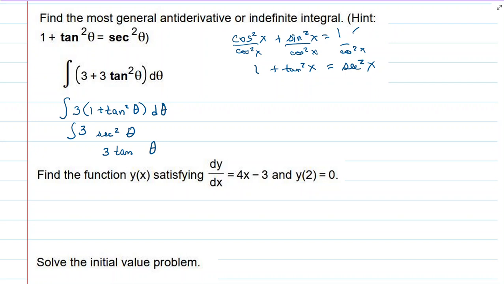All right. The function y of x satisfies dy dx equals 4x minus 3, and y of 2 is 0. So what we have here is an ordered pair of 2 gets us 0. I always find that weird that they didn't put an F, but they quantified it by listing it as y of x. Okay, find the function that satisfies it. So this means to take the antiderivative.